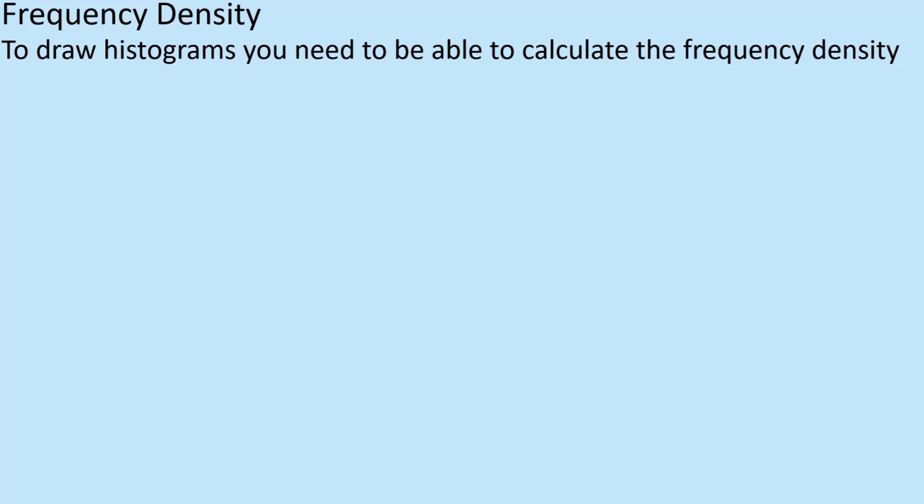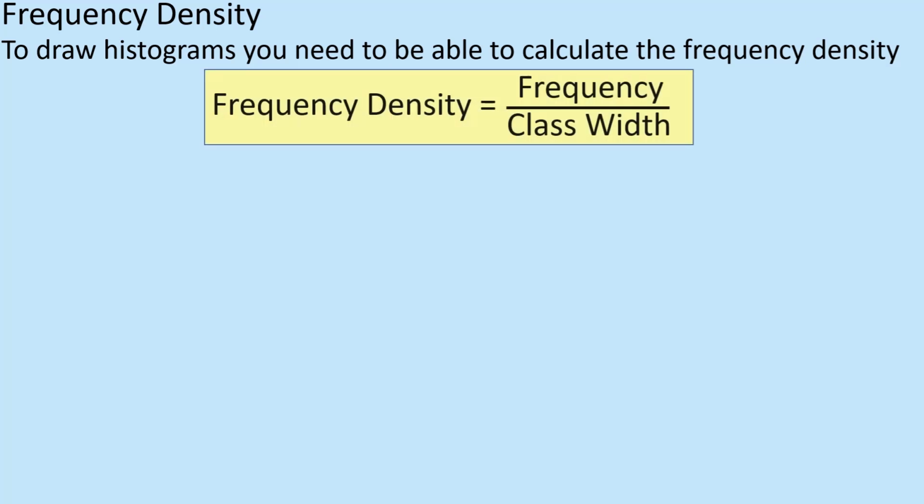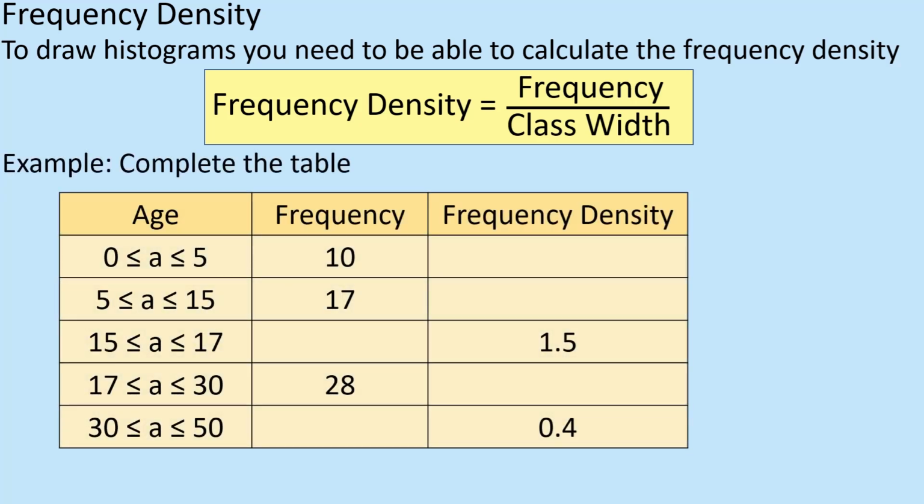So keep your eye out very, very carefully, especially if you're doing the higher GCSE paper, as it is more likely to be a histogram in the higher paper than it is a bar chart, okay? So the frequency density is given as the frequency divided by the class width. All right, so let's put that into context in terms of what we're going to do.